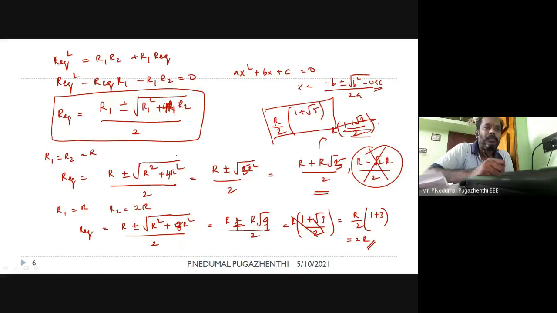Okay, so that's the mistake I have committed. You have changed that. Yes, okay. Is that okay? Is that clear? Even you can apply R1 is equal to R and R2 is equal to 3R in the formula. What is the formula? R equivalent is equal to R1 plus square root of R1 squared plus 4 R1 R2, divided by 2.